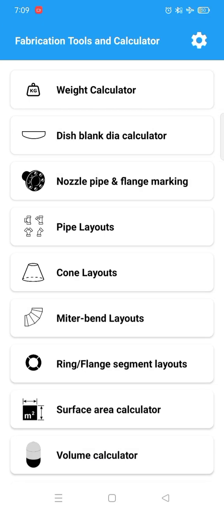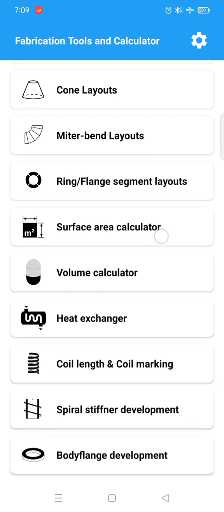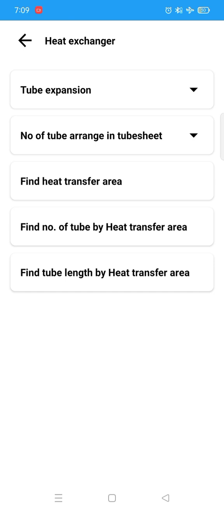Ceramic engineers developed this app. In this video, I will discuss the heat exchanger. Scroll down, open heat exchanger. In heat exchanger, there are 5 functions. First one is tube expansion.